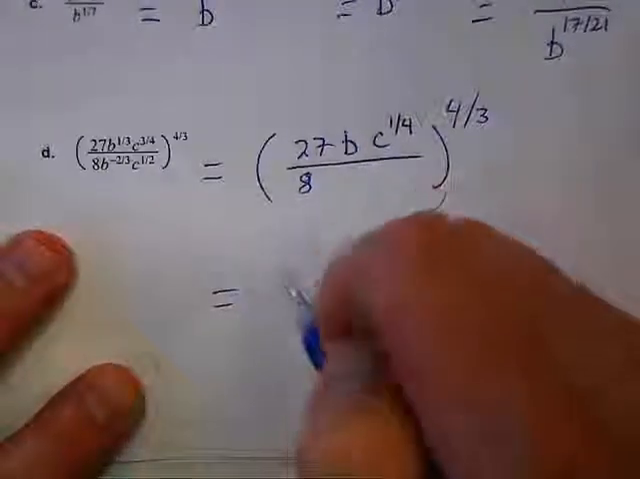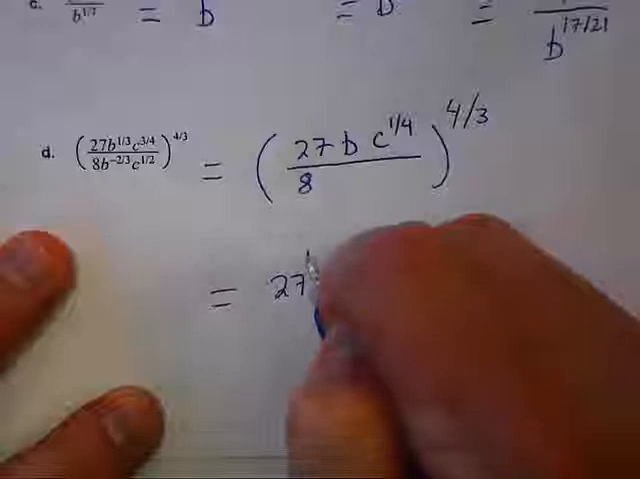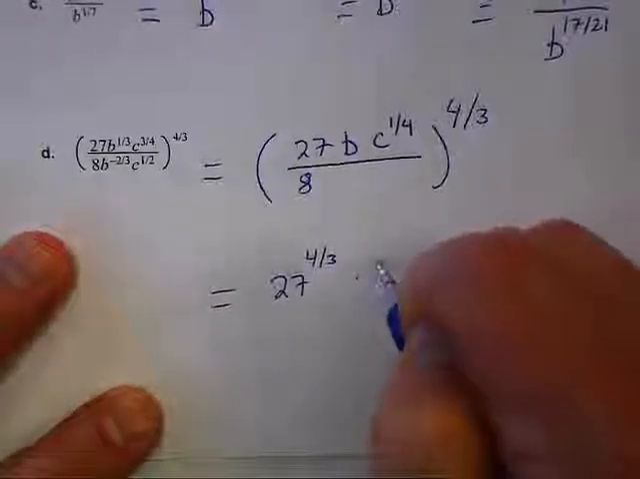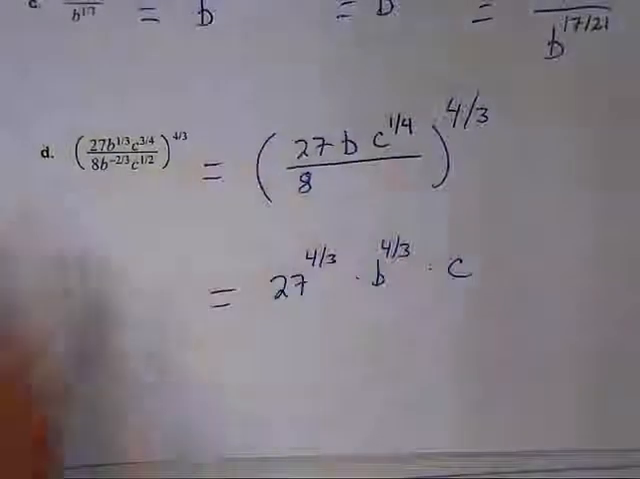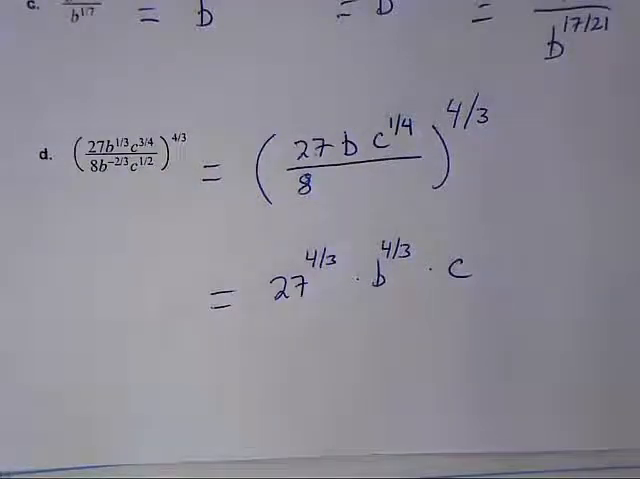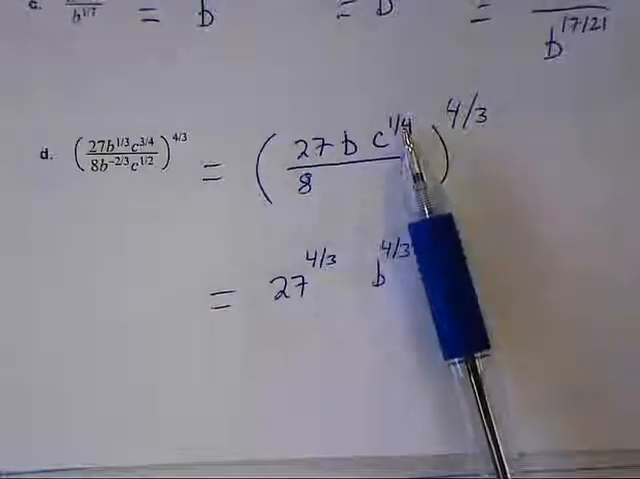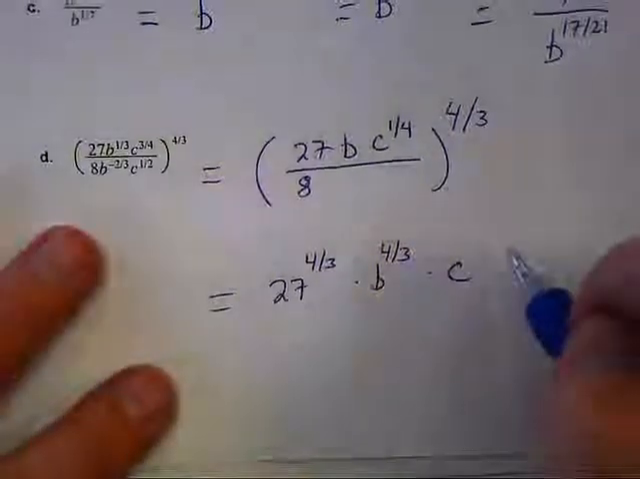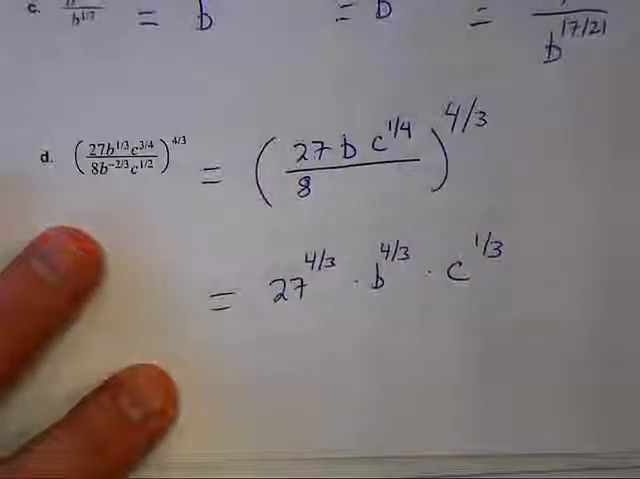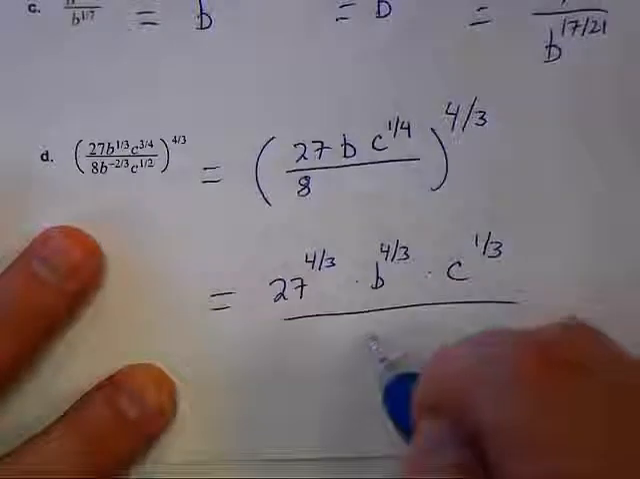So I'm going to have 27 to the 4/3, b to the 4/3, c to the, I've got to distribute my power. I have a 1/4 and a 4/3. What do I do when I have a power and another power? I multiply them. What's 1/4 times 4/3? 1/3. Over 8 to the 4/3.